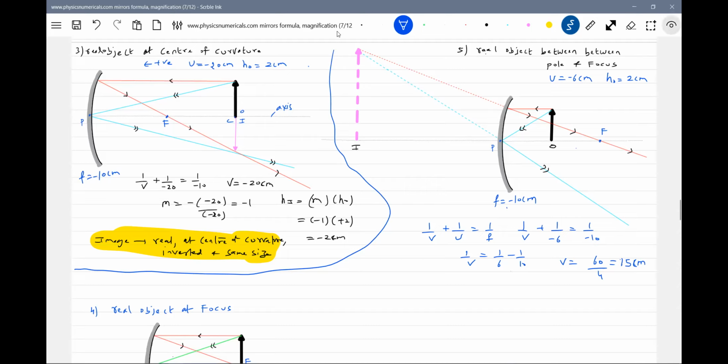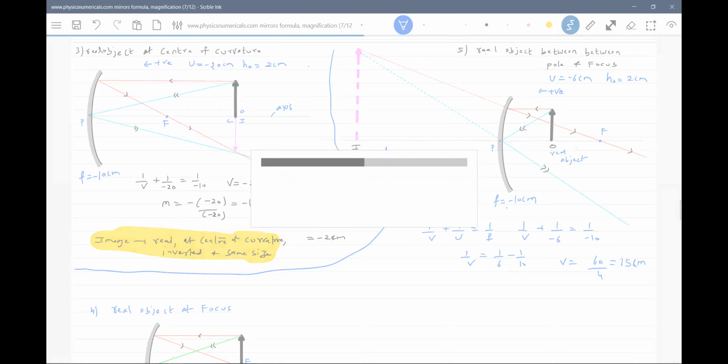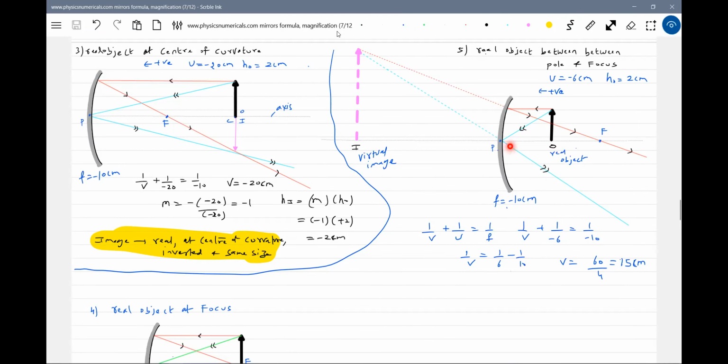Okay, look at this one. So where is the object? The object is somewhere here between the pole and focus. Where is the image? I'm getting a plus value. Plus means on the left side of the pole here. So what was the object? A real object. What will the image be? It will be virtual. You can ask a question like, what do you mean by real or virtual image? That's a primary question. Now we have two situations in front of us.